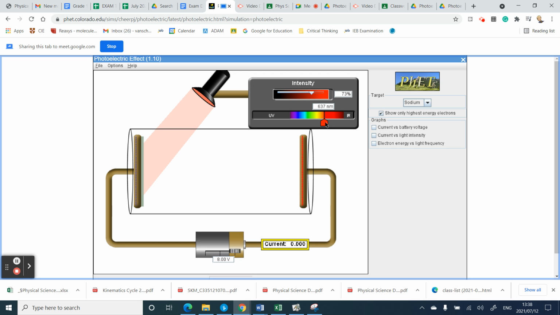But now, if I want the electrons to be emitted, I think it's yours next to me, yes. What must I do now if I want an electron to be emitted?